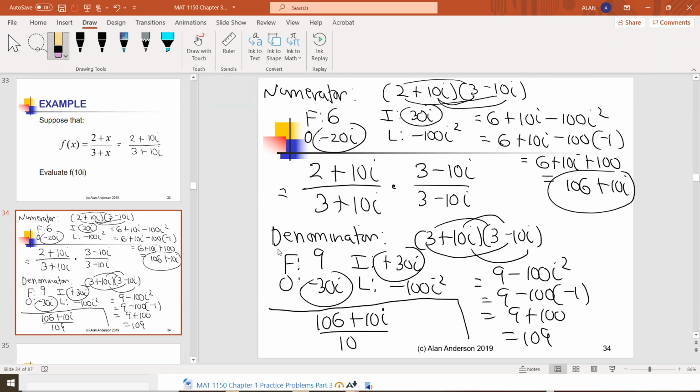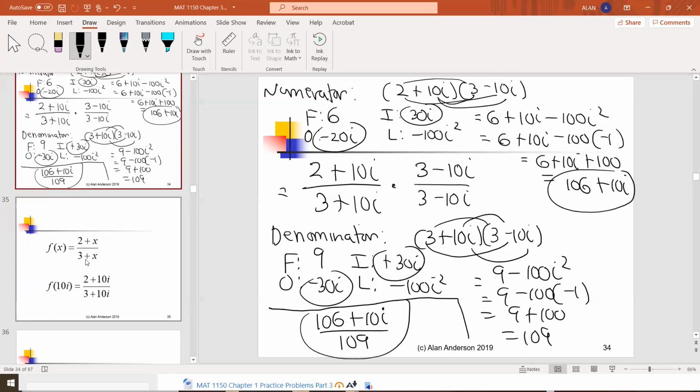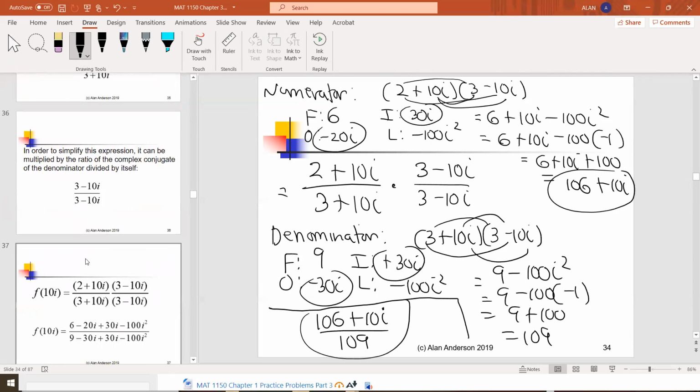And again, it's not really simple, but at least we don't have that pesky complex number in the denominator. This is what we're trying to avoid. This is the final result. All right, so hopefully you got that.